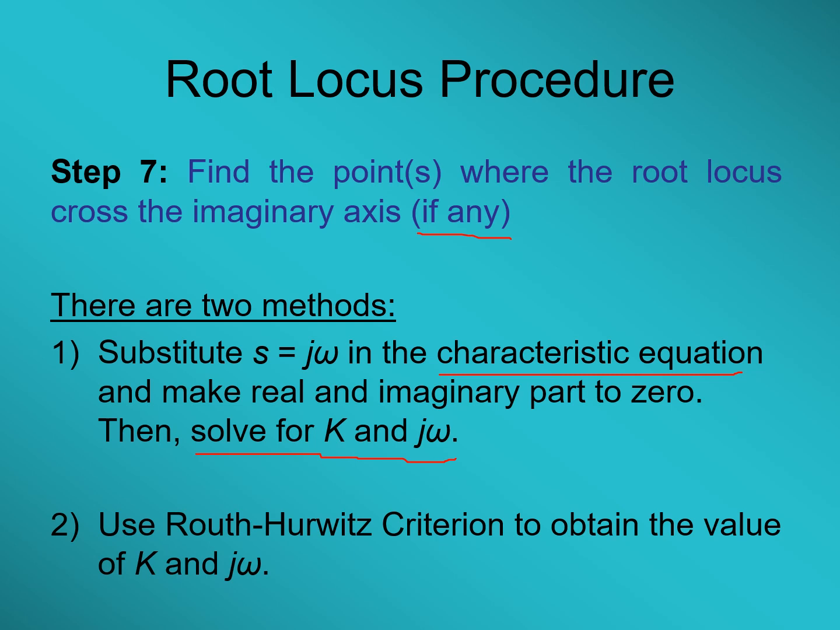The second method, the alternative, is by using the root locus criterion to obtain the values of k and j omega. Okay, so you can refresh back chapter number 4 on the root locus criterion.